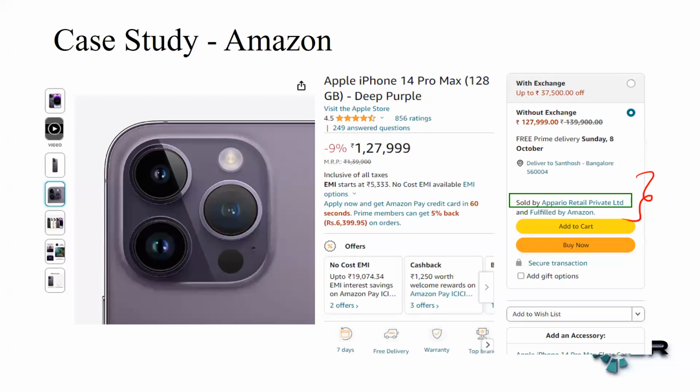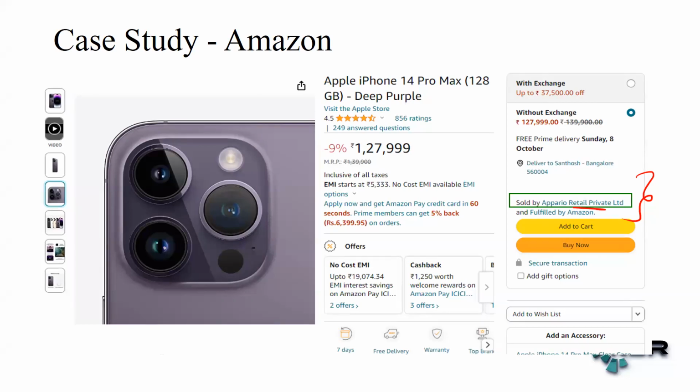There are different types of sellers, and we wanted to figure out which seller is actually contributing to the highest growth, highest revenue, highest profit, right? The one you're seeing on the screen is called Appario Retail Private Limited. It's again a small retail company.